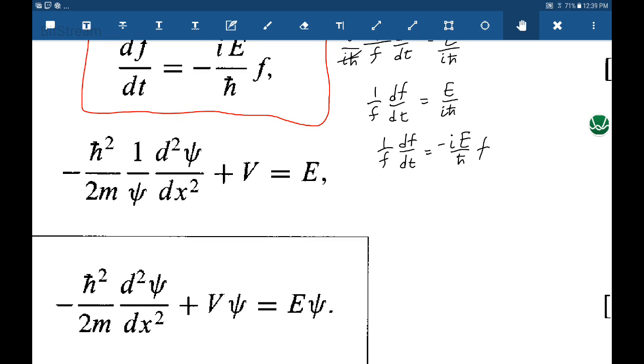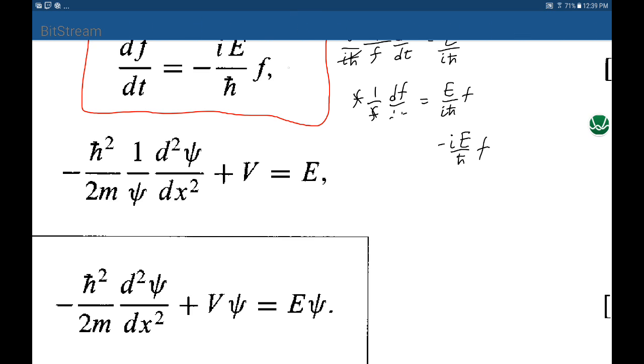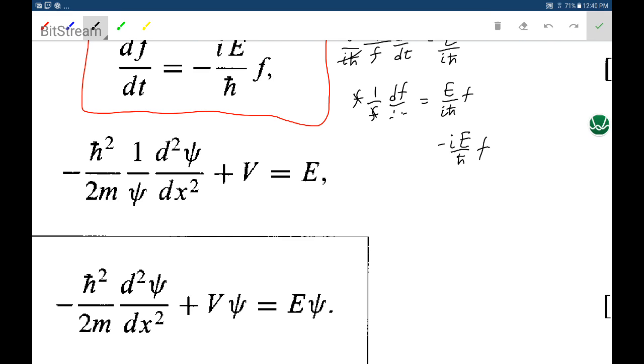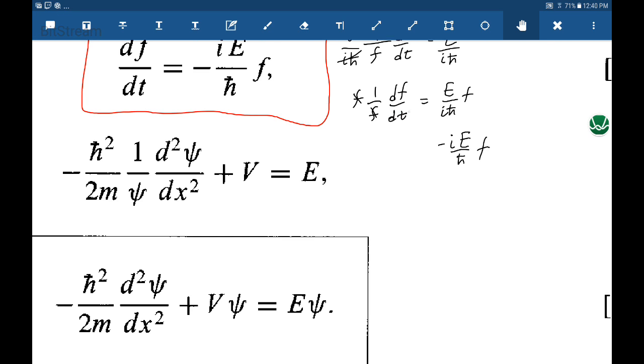Oh, whoops. And then they multiplied both sides by f. I skipped that step. Those canceled out. And then I need to erase that guy there. And I'm clearly erasing too much. There we go. df dt, and then we have df dt.